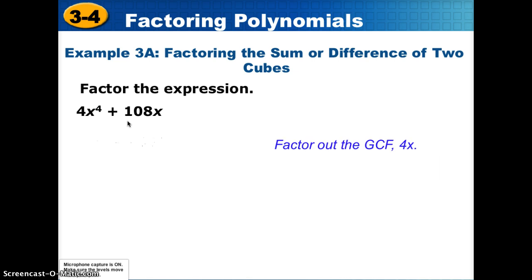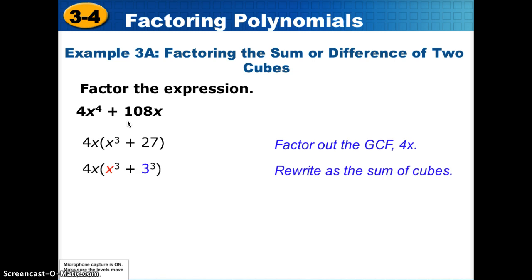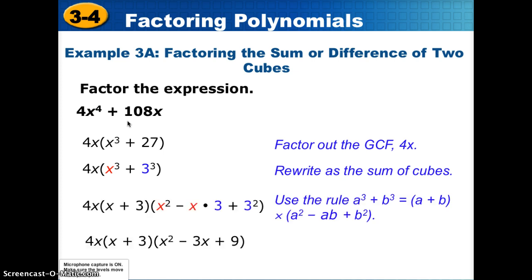We factor out the 4x, and then we see that we have a sum of cubes because x cubed is a perfect cube, and 27 is a perfect cube. So we're going to set it up so that we see them as cubes. Now it's going to be easier for us to follow the pattern. And following the pattern, we end up with this set of three factors, or you could look at it as four factors: 4, then x plus 3, and then x squared minus 3x plus 9.